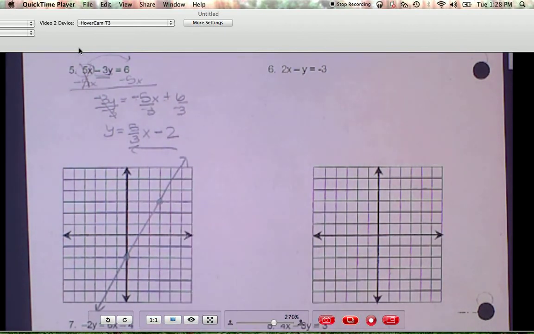Why don't you try 6, 7, and 8 on your own? They shouldn't be too challenging for you. Should be pretty easy. So please press pause here, solve each of these equations for y, and graph them. All right, now that you've tried them all, let's see how you did.